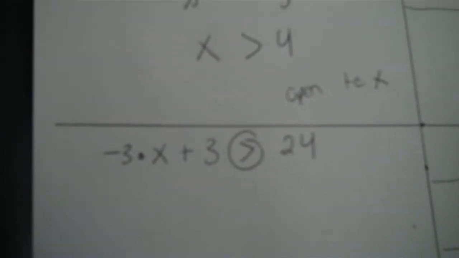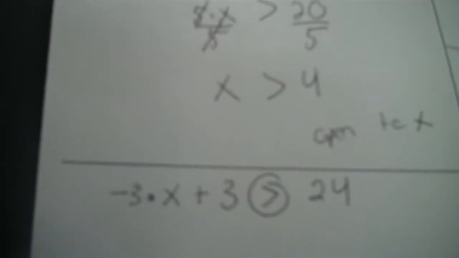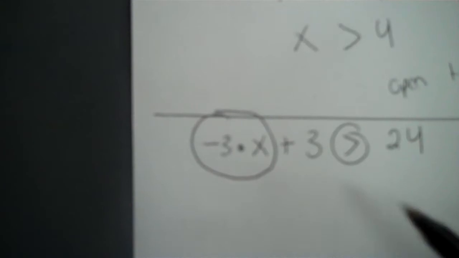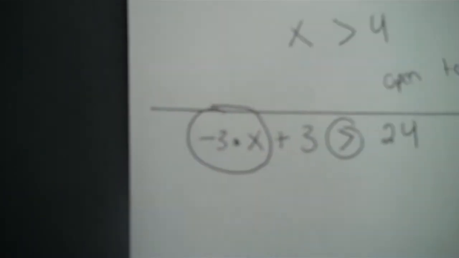Next problem, negative 3 times x plus 3 is greater than 24. So I circle the times part of the inequality and then plus 3. So we get rid of the plus 3 with a minus 3. And we get rid of the times negative 3 with a divide by negative 3. And since here we're going to be dividing each side by a negative number, we have to switch the sign.